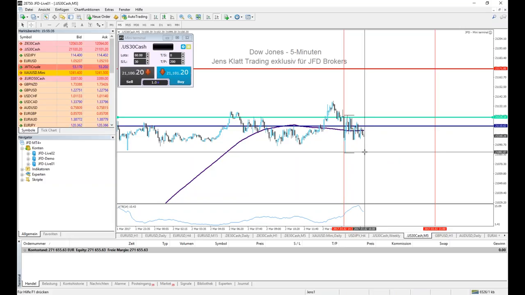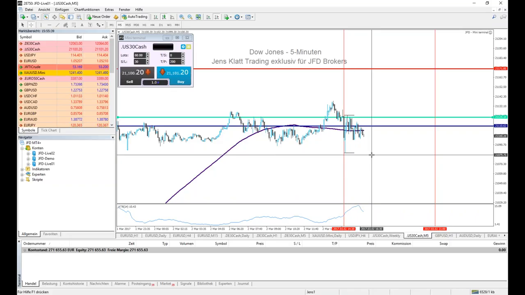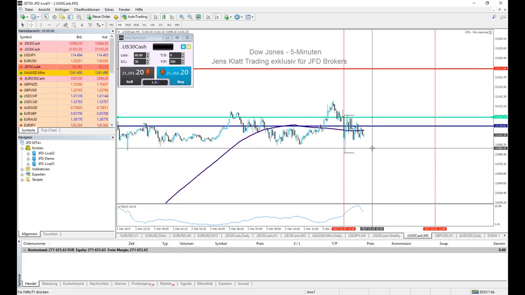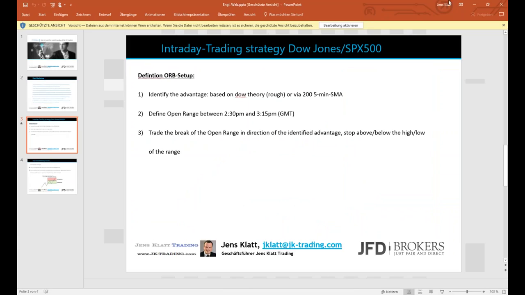Even though you could say, the moment we break below this open range, below the intraday lows here, we could say the advantage is definitely on the short side. Probably it's worth giving short engagements a try. So this is how you could use the 200 SMA as a trading filter to identify the overall advantage, and that's what we wanted to find out.